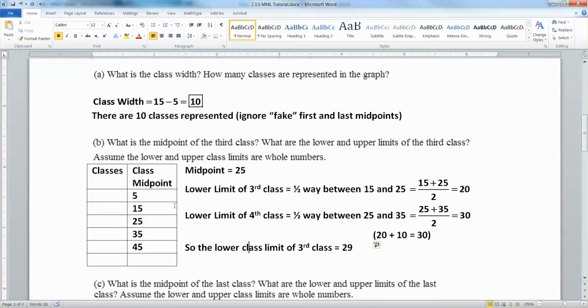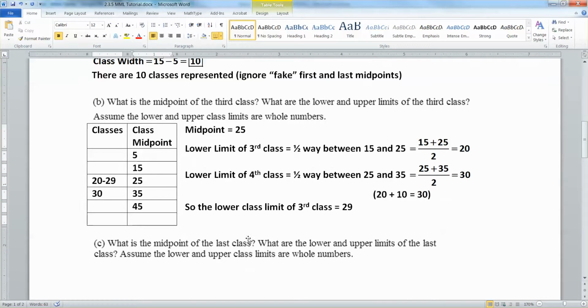So I think it'll help if you keep in mind what you're trying to do here. You know what the midpoints are, and what you're trying to do is figure out what these numbers over here in the classes would have been. So we just figured out that this one must have been 20 to 29 because this next one, the fourth class, starts at 30. Because halfway between 15 and 25, these two numbers will get you this number right here, 20. Halfway between 25 and 35 will get you this number, 30, which means this number up here, the upper class limit of the third class, must have been the number right below 30.